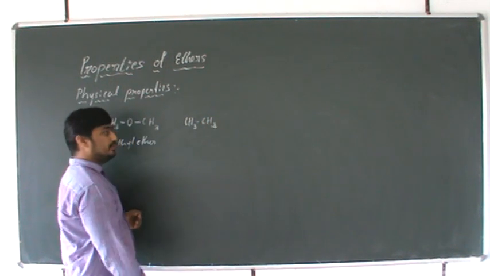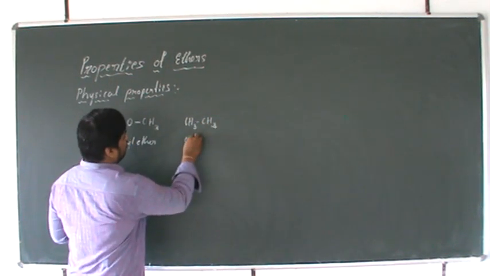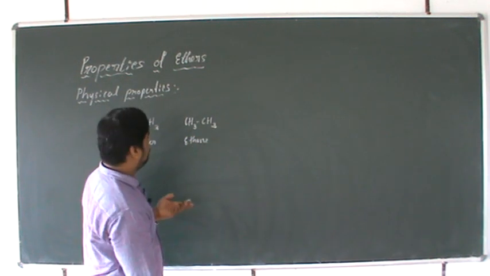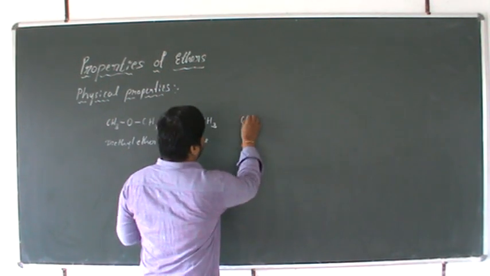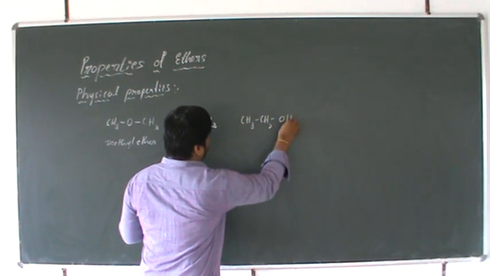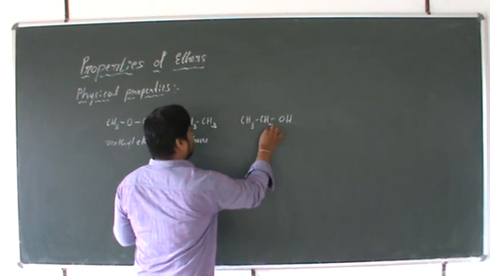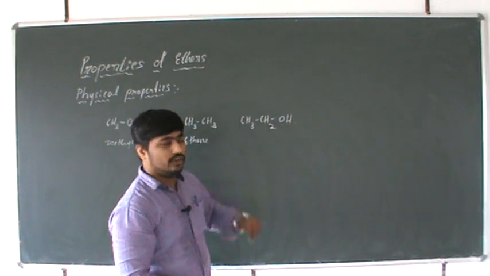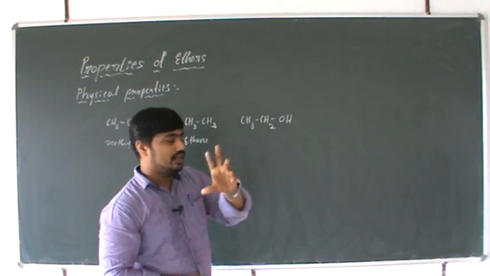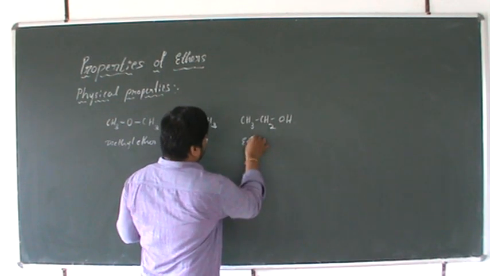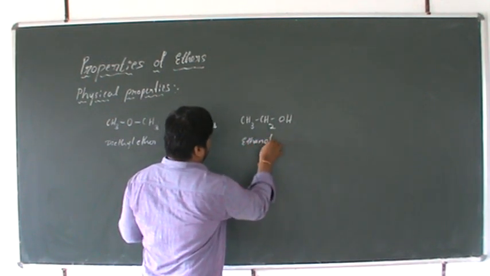CH3CH3. What's the name? Ethane. Next, CH3CH2OH. What type of compound? The compound contains a hydroxy group. That is an alcohol, ethanol.